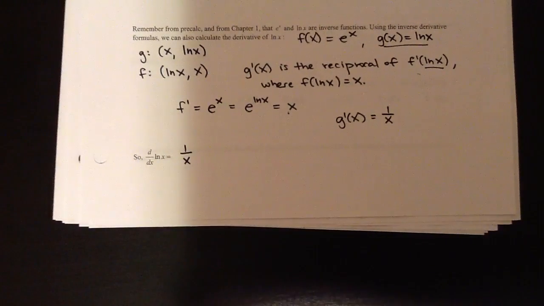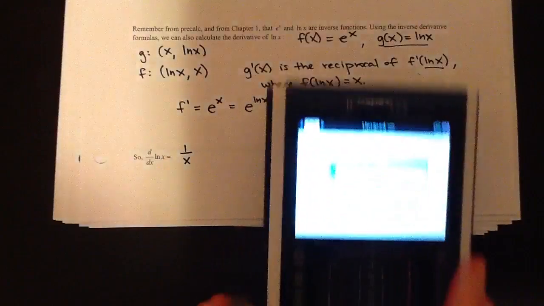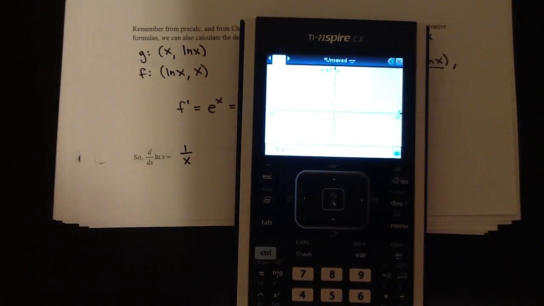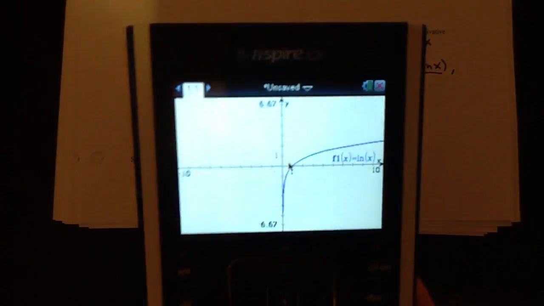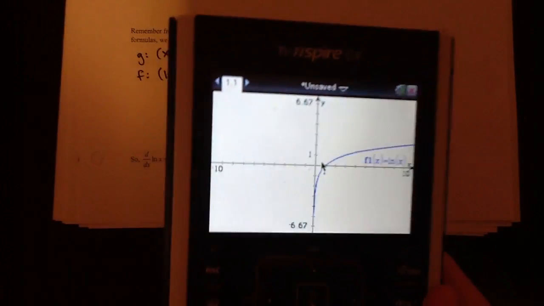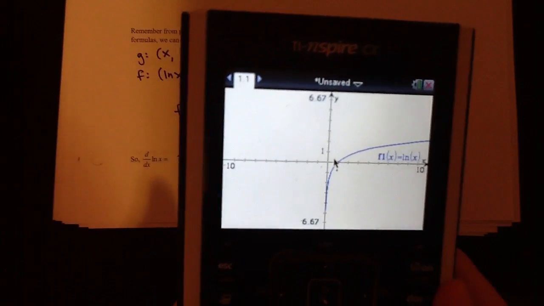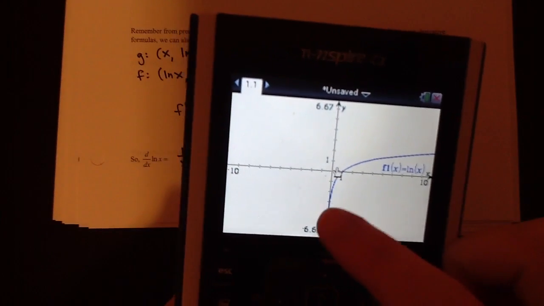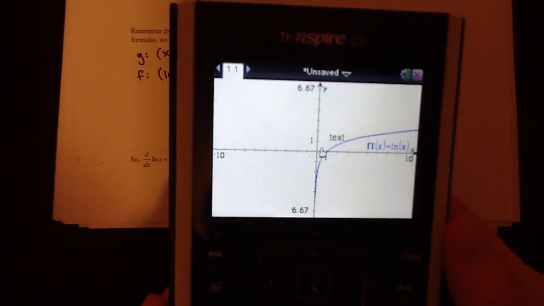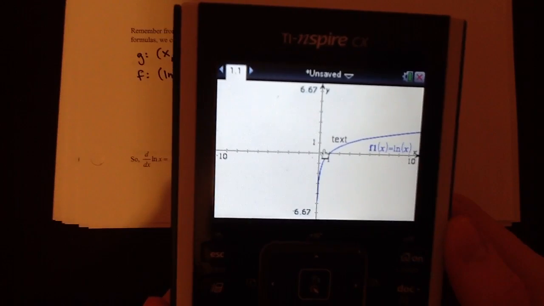Okay, so now let me show you those two functions in a calculator, now that we know what the derivatives look like, so we can compare. If you guys remember the natural log function, we've got the natural log of x. So there's our natural log of x function. A couple things to notice. First of all, it is always increasing, which means its derivative is always going to be positive.